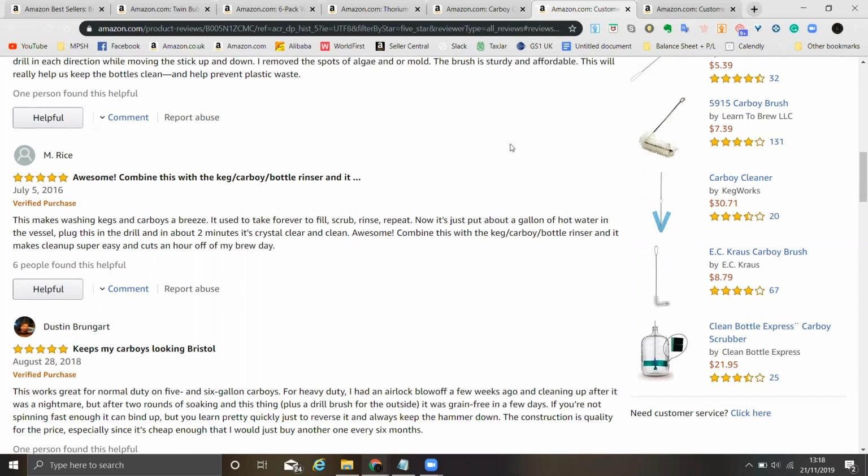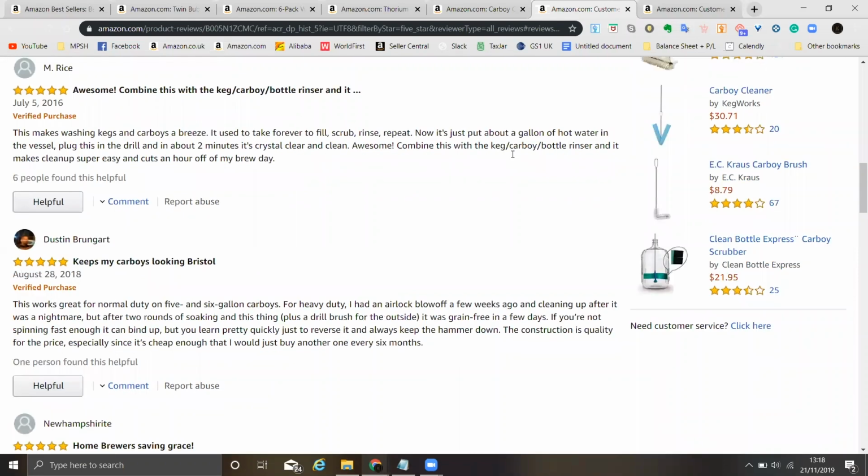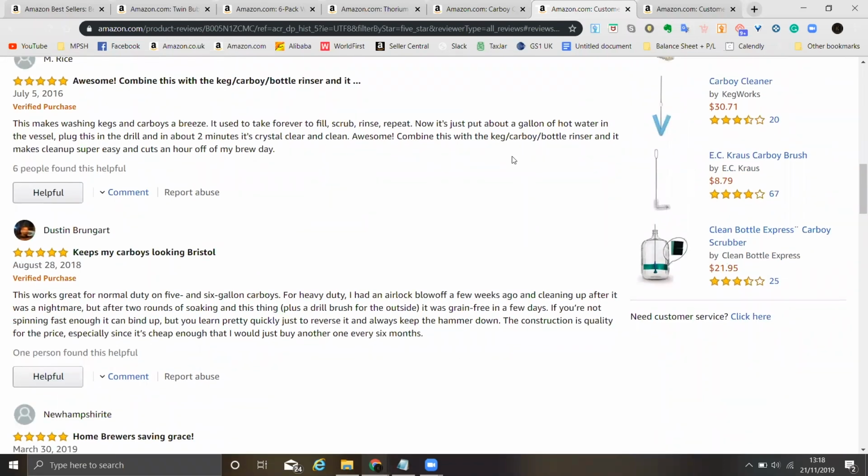It makes it much easier to do, right? Remember what I said earlier on? It makes things easier, cheaper, or better, faster. These are things to look at. What else we got? Works great for normal duty. For heavy duty, I had an airlock. If you're not spinning fast enough, it can bind up, but you can learn pretty quickly. So it seems to me that a lot of people were really happy that the quality of the brush was there. They were really happy that it was easy to clean their carboys. And remember, that is the problem that we're solving here, Ali, right? We're solving the problem of, well, I love brewing.